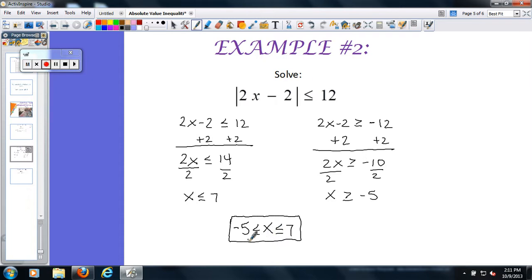Okay? And this is actually what we're going to call a converging inequality. The first example we did would be what we call a diverging inequality, which we're going to get more into when we do the graphing part in a couple days.